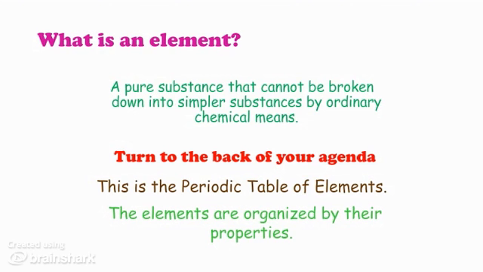An element is a pure substance that can't be broken down into simpler substances by ordinary chemical means. Elements are natural, they're found in nature, although some of them are made in the laboratory. They are all organized according to their properties, meaning that all the gases are together, all the metals are together, and they are all organized into a chart called the periodic table of elements. There's a copy of this in the reference section of your agenda.